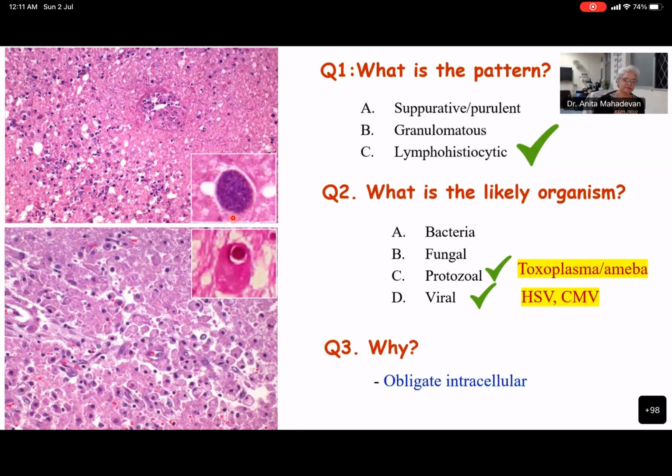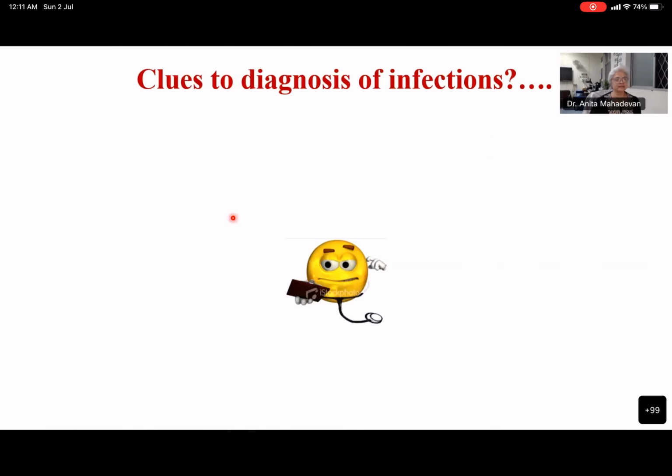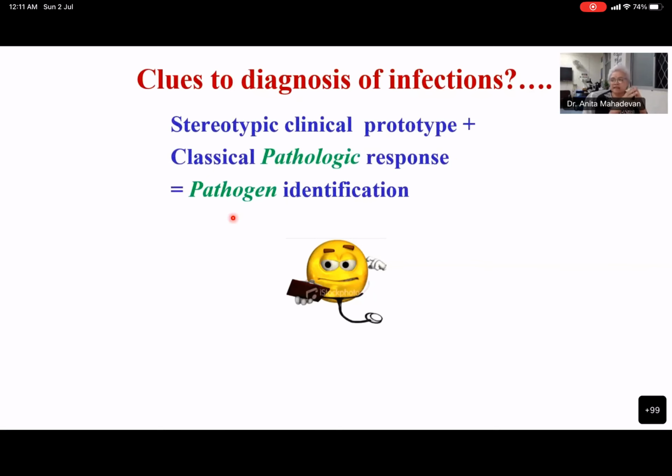All right, so far? So basically why I put these two out is that you need clues to diagnose CNS infections. What are the clues? The clinical prototype is very, very important. That's what we saw in the first set of MCQs. And this is what produces a very classical pathological response, a stereotypic pathological response, which is what you use to diagnose the next few slides, correct? And this is what leads to pathogen identification. So what is it that is dictating this stereotypic clinical prototype, this very classical pathological response? Any answers?